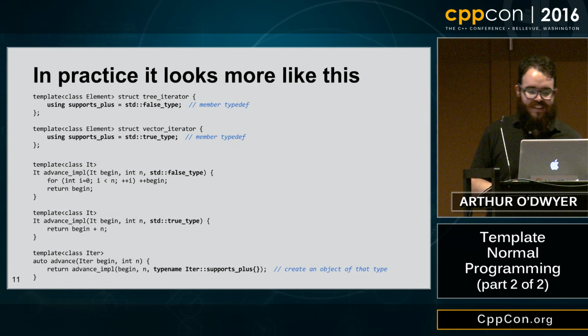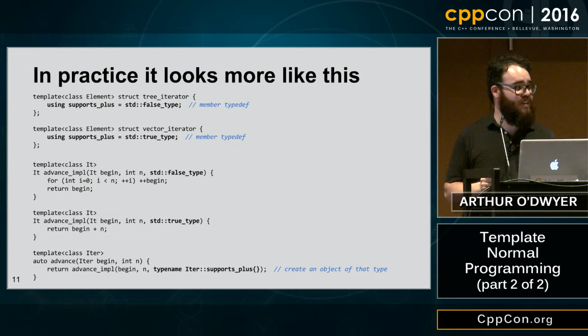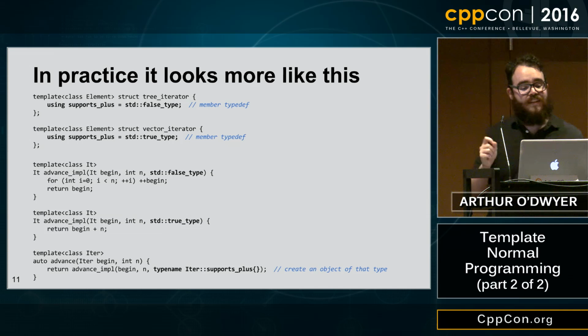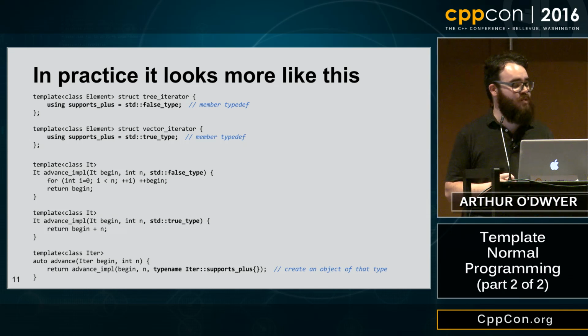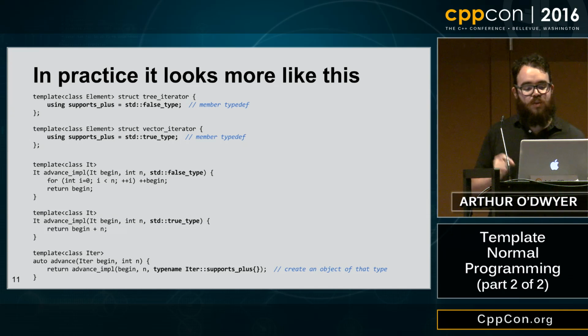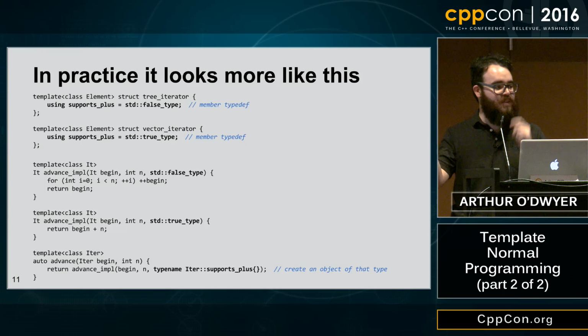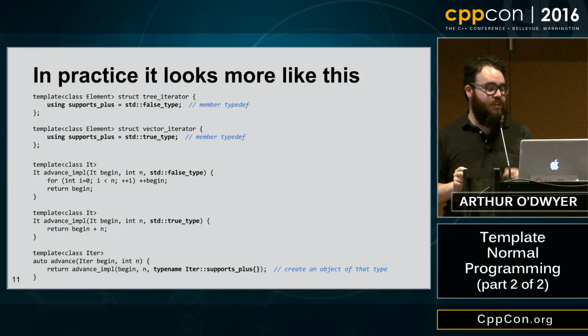In practice, yes, it will look more like this. Up here, instead of declaring a static data member called supports plus, I will instead make a member alias, a member typedef, named supports plus. Supports plus for tree iterator of t is now an alias for false type, and for vector iterator of e, supports plus is now an alias for true type.